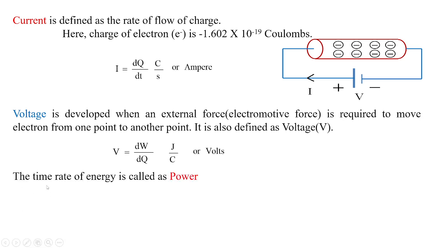When you take the time rate of energy, that is treated as electrical power, where power units are obtained to be joules per second or simply watts. Mathematically, you can take dW by dQ multiplied with dQ by dt, which gives you the value of power as V into I. So these are the basics of current, voltage, and power in electrical and electronic engineering.